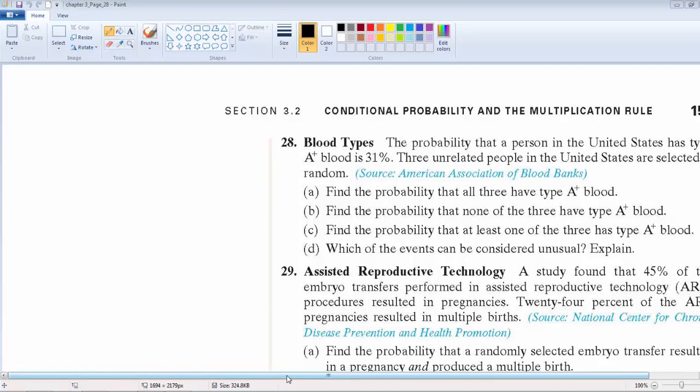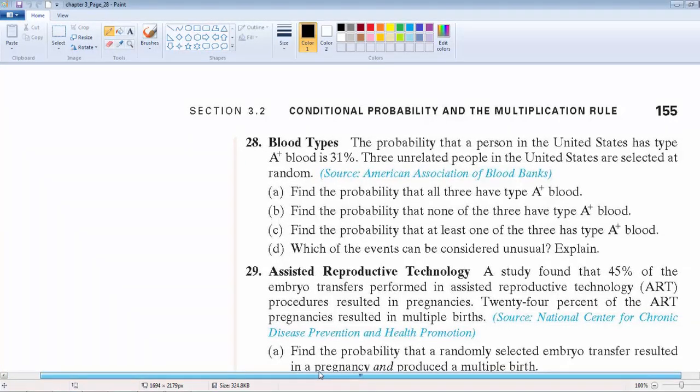Hello. The last type of problem I'd like to do in section 3.2 has to do with compound probabilities. This is a very typical question that you would see on your exam. I'm going to go through each part of problem number 28.